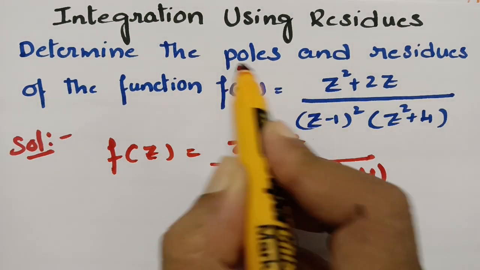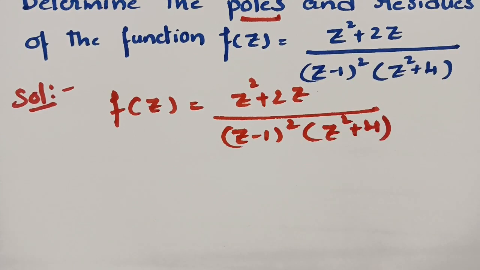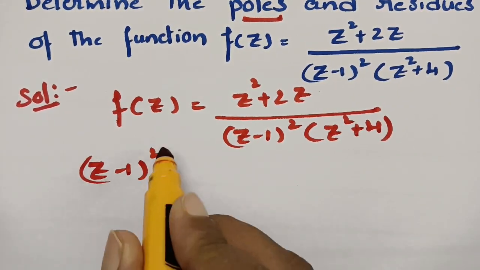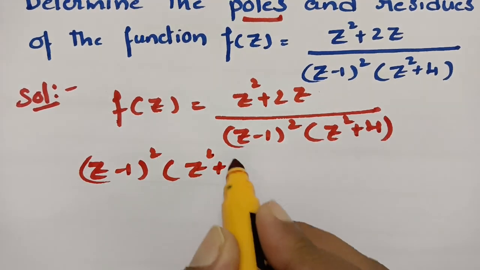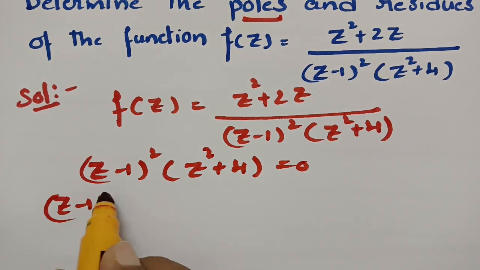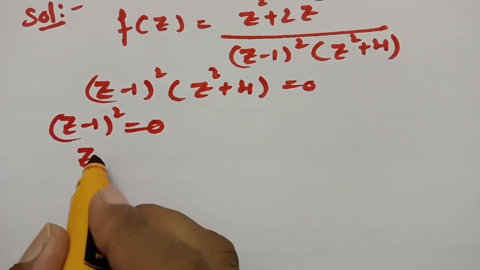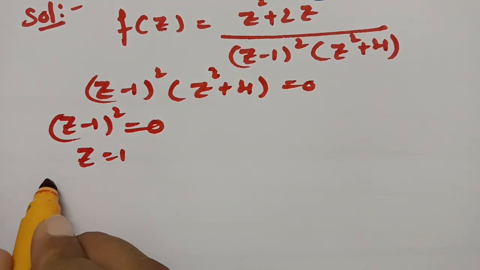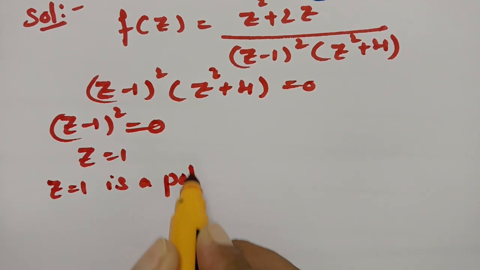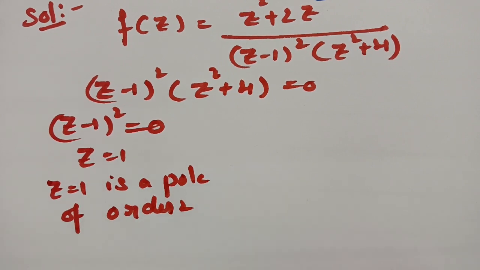So first of all, we have to find the poles. In order to find the poles, we have to equate the denominator to 0. So here, if I equate the denominator to 0, this is (z minus 1) square into (z square plus 4) is equal to 0. If I equate (z minus 1) whole square equal to 0, the pole value is z equal to 1 for 2 times. Therefore, z equal to 1 is a pole of order 2.